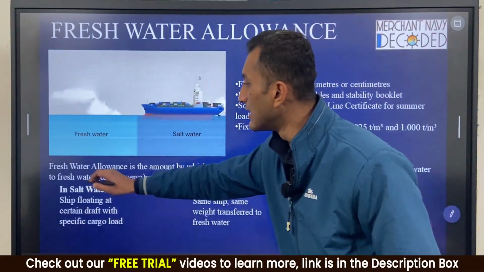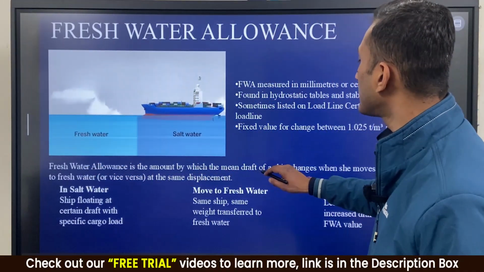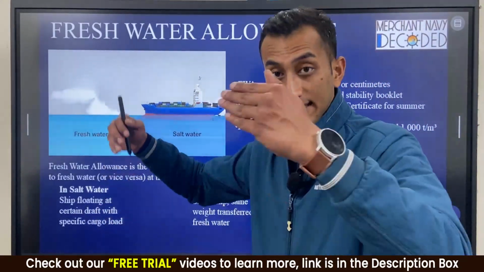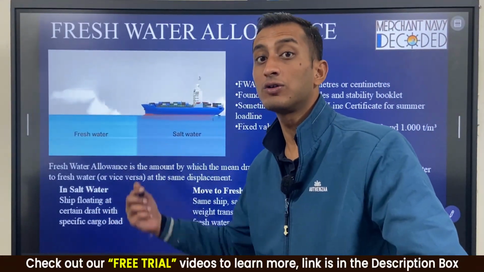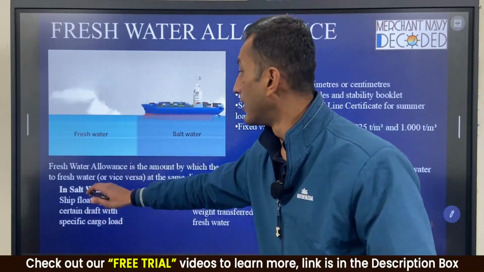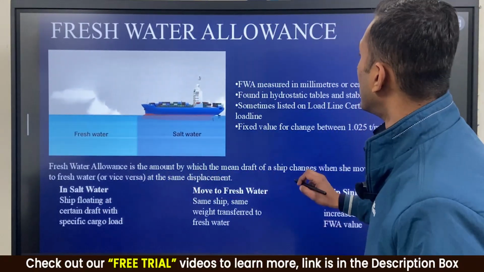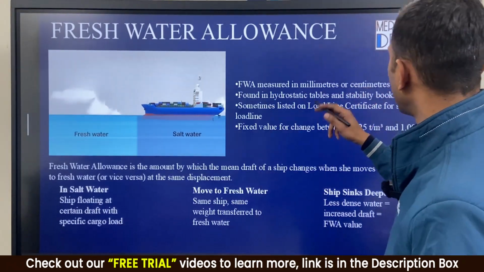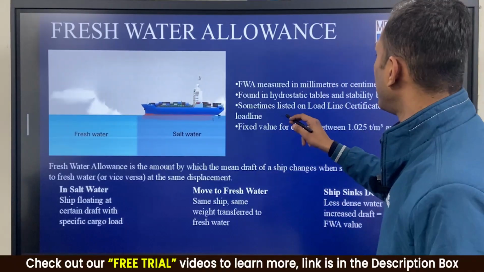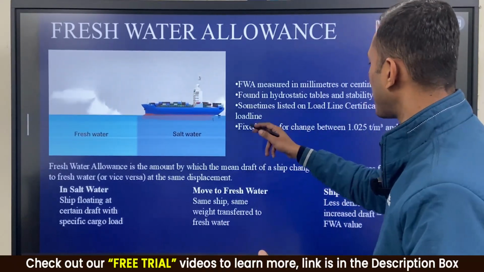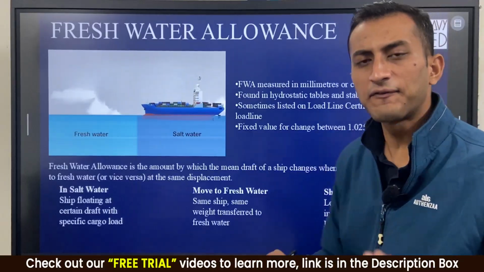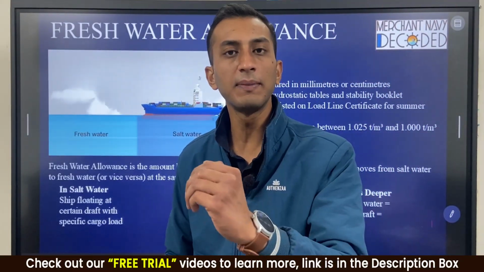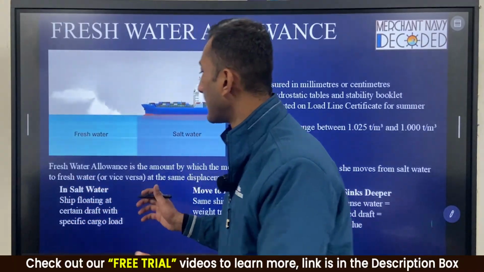If you go to the definition, freshwater allowance is the amount by which the mean draft of a ship changes when she moves from salt water to fresh water. She'll sink in this case when going from salt to fresh, as I said, because of the density, or vice versa at the same displacement. Okay, FWA is measured in millimeters or centimeters, found in hydrostatic tables or stability books. Sometimes listed on the load line. This is something additional. This is a fixed value for change from 1.025 ton per meter cube to 1 ton per meter cube.